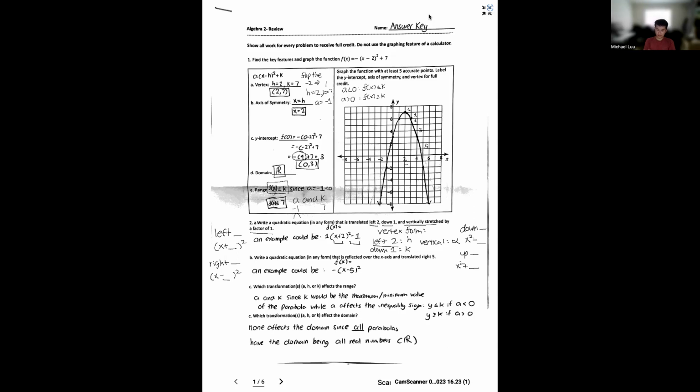This is with part B. Write a quadratic equation that's reflected over the x-axis and is translated right 5. So I see right 5, and okay, if it's right 5, I'm going to write right 5 here and match it up here. So that's how I got x minus 5 squared. But then how did I get this negative sign in front? Well, that's with this part, reflected over the x-axis.